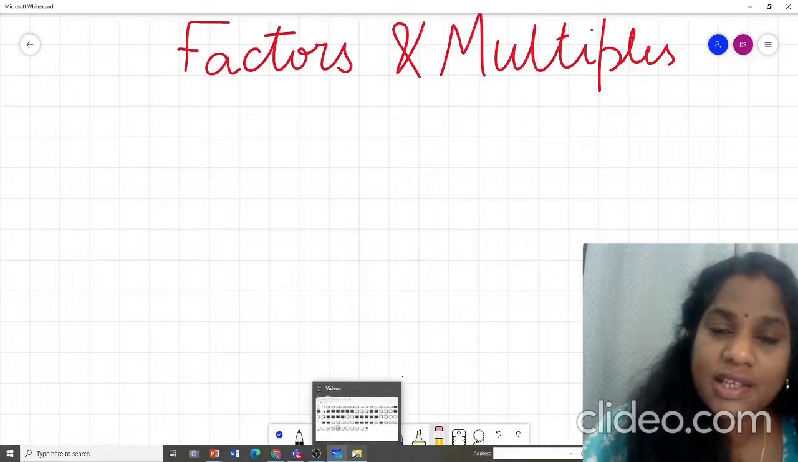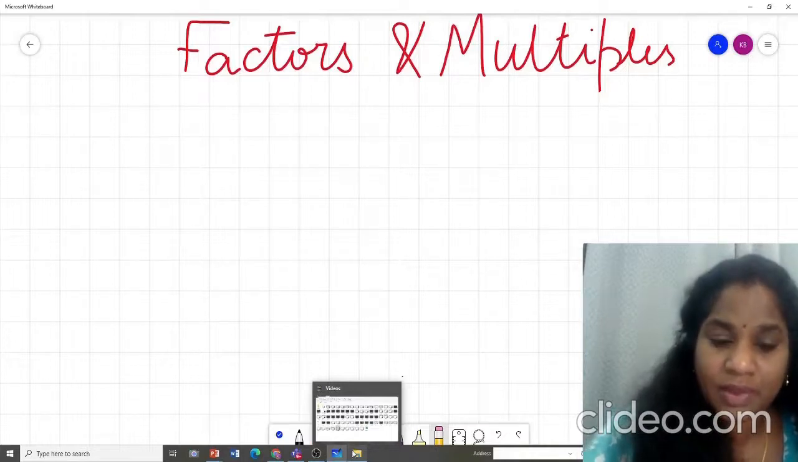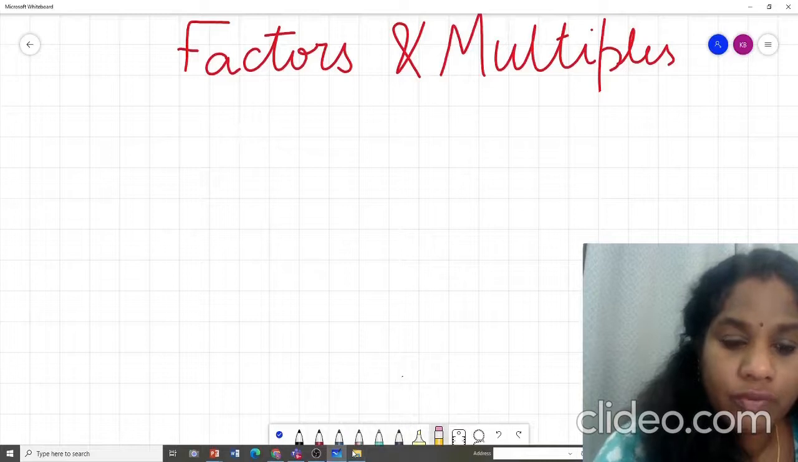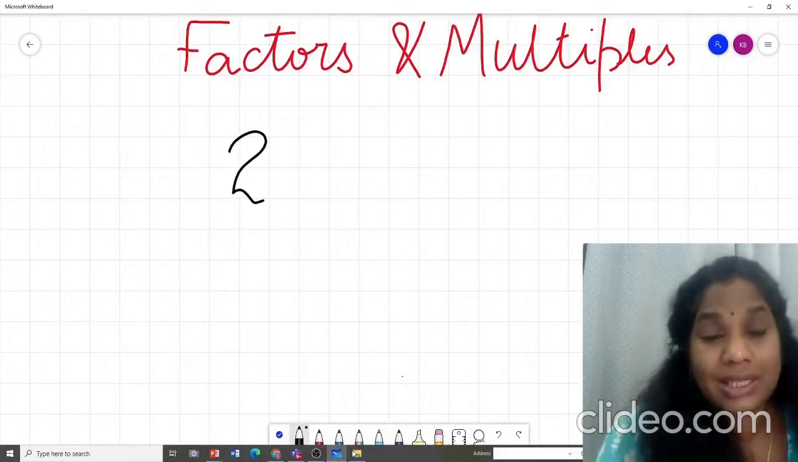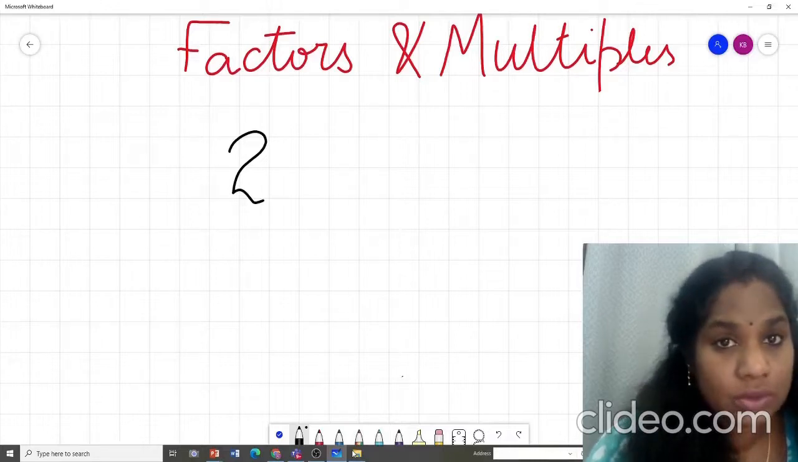Okay. Now let's see what's a multiple. Multiple of 2. We have to find out the multiple of 2. What can be the multiple of 2?